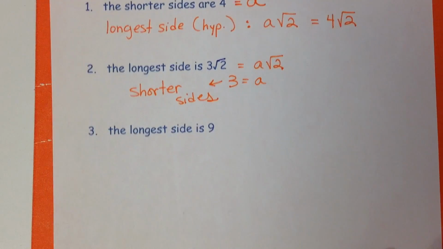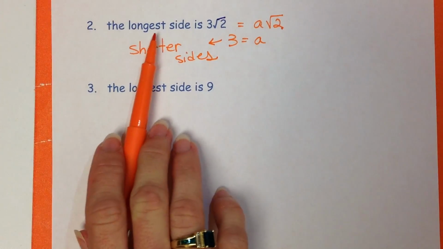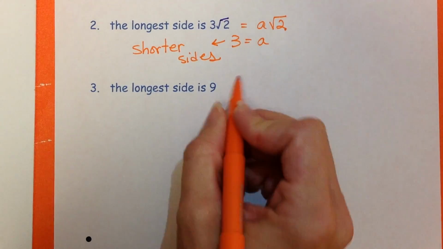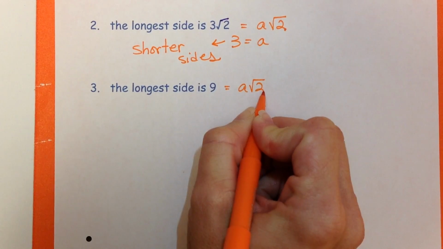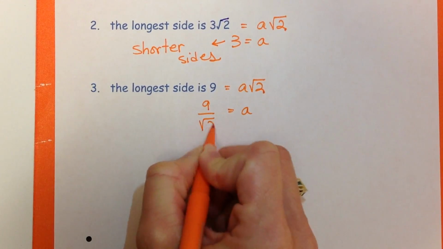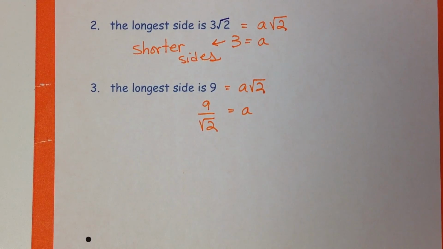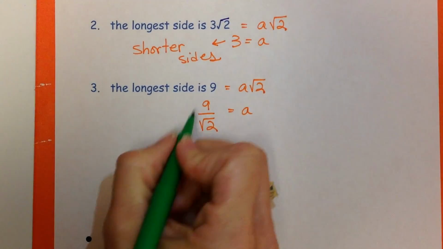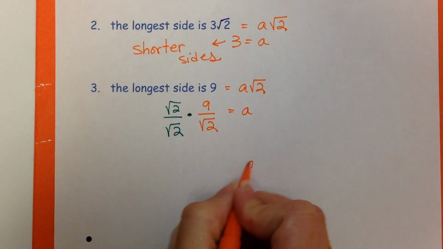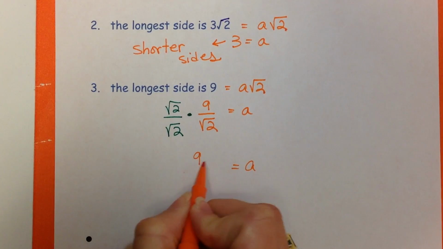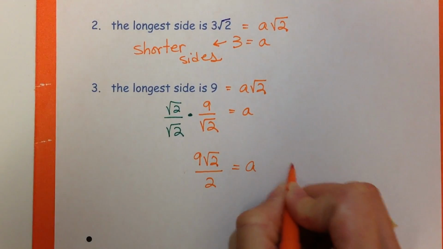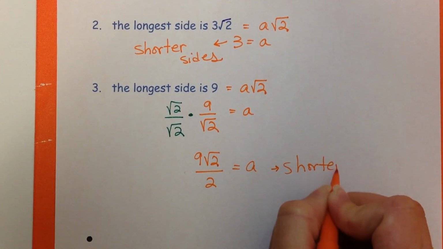Okay, again, you're told the longest side, but what's going to make this one a little bit different from this one is the fact that this is in terms of square root 2, where this one isn't. Okay, so the longest side is going to be A square root 2. So to find your value of A, you're going to have to divide by square root 2. Okay, we had a similar situation with 30, 60, 90, in which we ended up having to rationalize. So if I were to rationalize this, I have to multiply numerator and denominator by square root 2. So when I multiply across the top, I get 9 square root 2. Multiply across the bottom, square root 2 times square root 2 is just 2. So this would be the shorter sides.